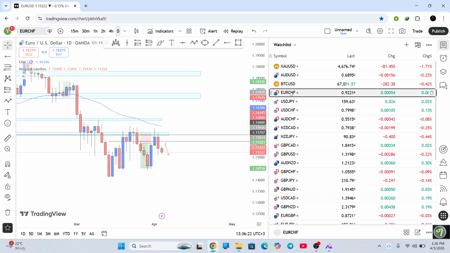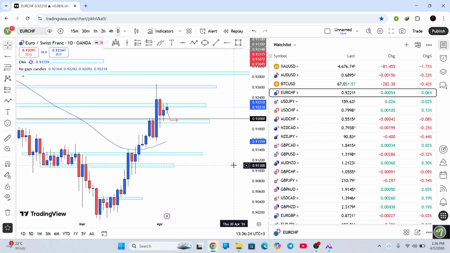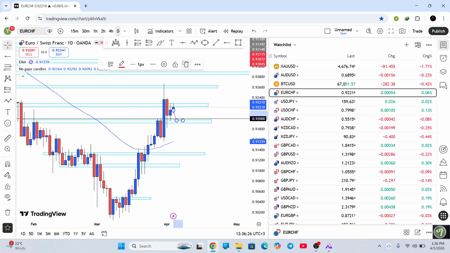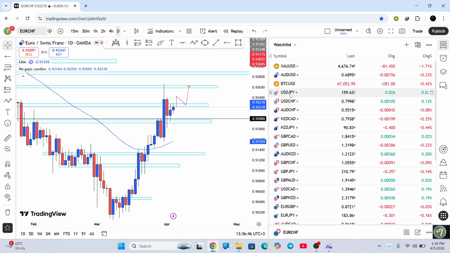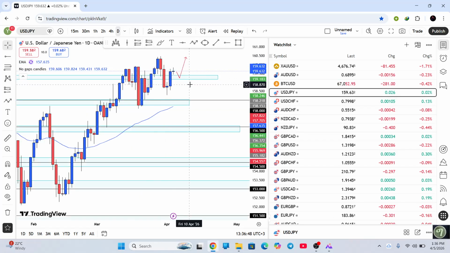Not interested. Euro CHF, not now. The only way I'm gonna be interested is if it has a body closure above, comes back to retest, and goes to the upside. So this will be my prediction on Euro CHF. I'm gonna wait for price to do that, then take the buy to the upside. As long as we don't have a body closure above, then the pullback to the area of interest, then the rejection, we are not gonna be interested.